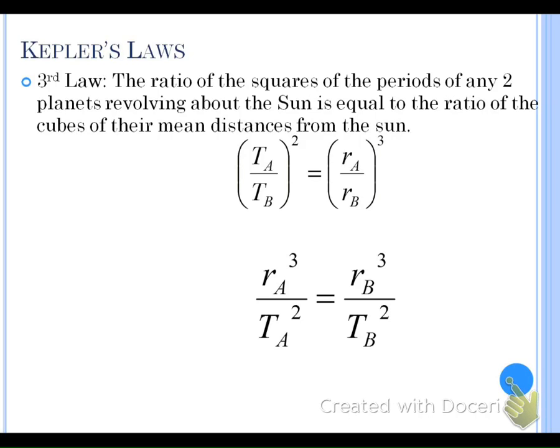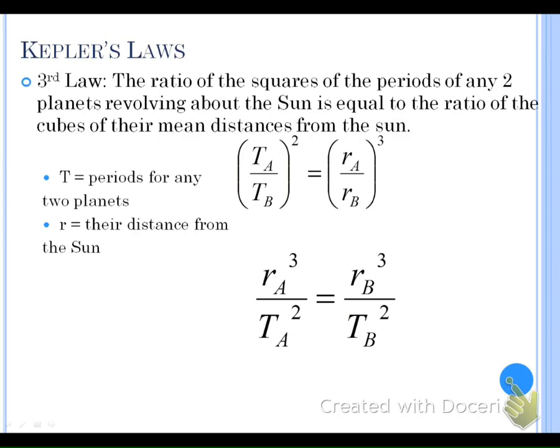The word form says the ratio of the squares of the period of any two planets that revolve around the sun will equal the ratio of the cubes of their mean distance from the sun. I know that's a lot of words in a little bit of space, but T is the period for any two planets, and R is their distance from the sun. So the radius of planet A over the radius of planet B, all cubed, will equal the period of planet A over the period of planet B, squared.